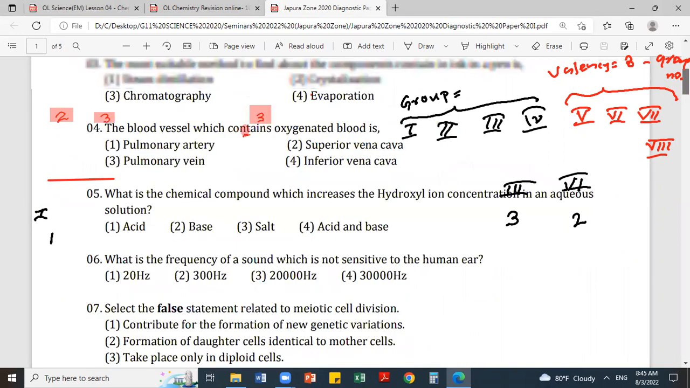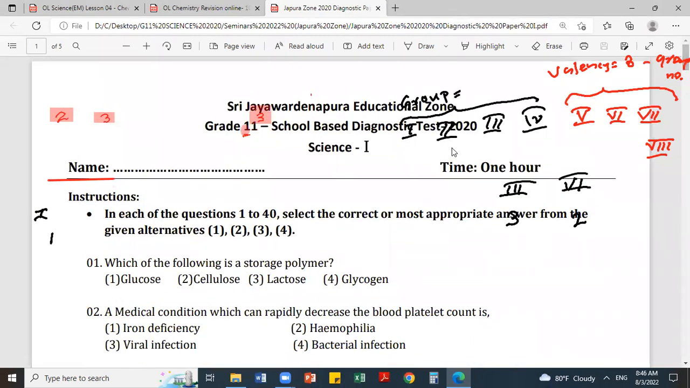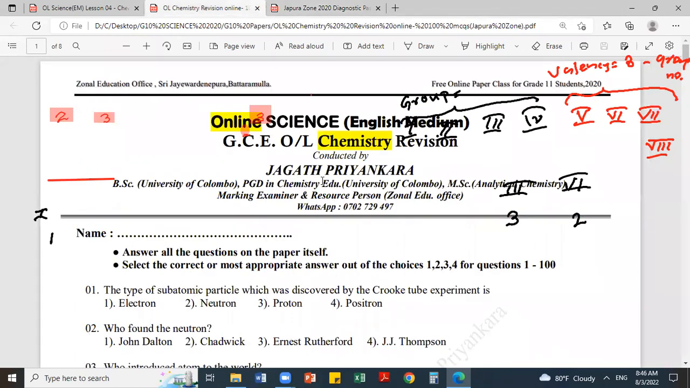This is the paper we have already sent to the school's WhatsApp group. If you have not got it, you can send a request either through the WhatsApp number or you can request it from your school teacher.